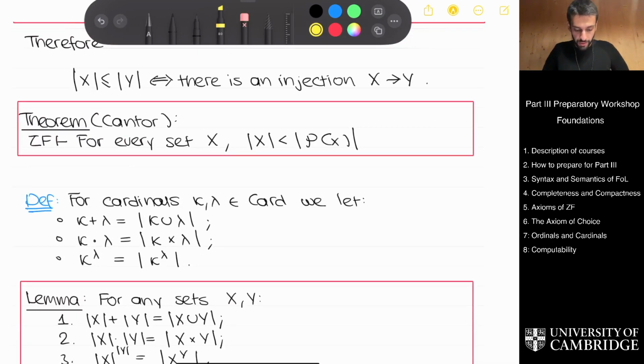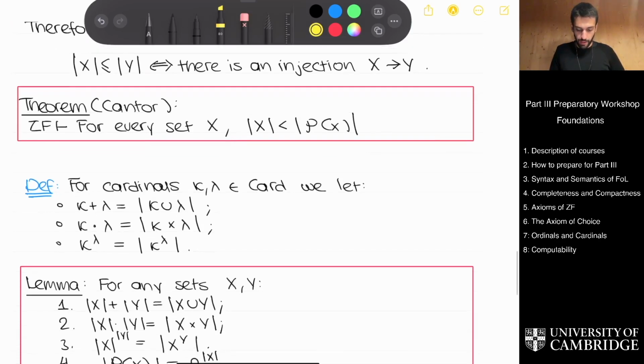The next point, which is also very important, and it was shown by Cantor, is that for every set x, the cardinality of x is strictly less than the cardinality of its power set. And so this means in particular that for any cardinal, there exists a bigger cardinal.